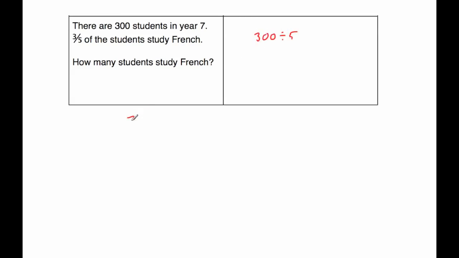300 divided by 5. 5 into 3 goes 0 times, remainder 3. 5 into 30 goes 6 times, and 5 into 0 is 0, so that would be 60. And then we need to times that by the top, so we're going to do 60 times 3, and that's going to be equal to, well, 6 times 3 is 18, add on the 0, 180. So 180 students study French.